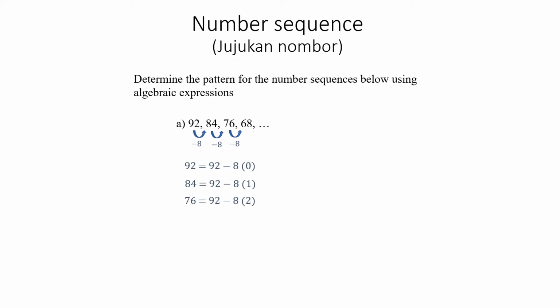And 76 is 92 minus 8 and minus 8, so you can write it as minus 8 times 2. And 68 is actually 92 minus 8, which has 3 times minus 8, and you can write it as minus 8 times 3. So the pattern is 92 minus 8n, where n starts with 0, 1, 2, 3.